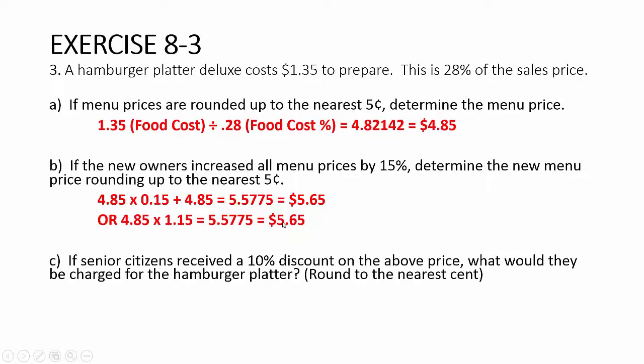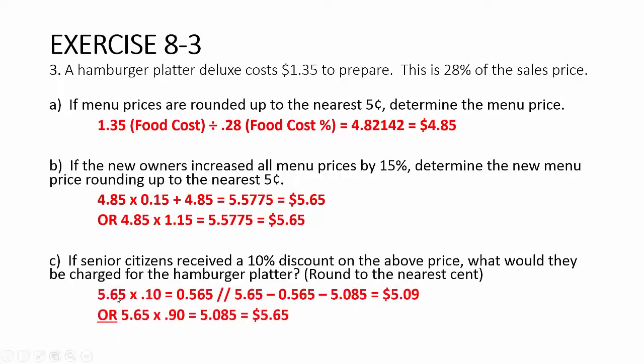If we're offering a 10% discount to our customers, we want to remove 10% from this $5.65 cost. So we're going to do $5.65 times 10%. That gives us this value. Since that's a savings, we must now take that value and subtract it from the original total of $5.65, which will leave us with $5.09 rounded to the nearest cent.